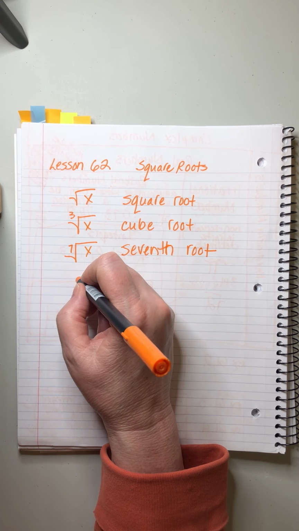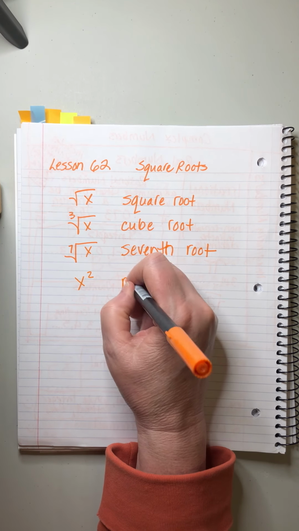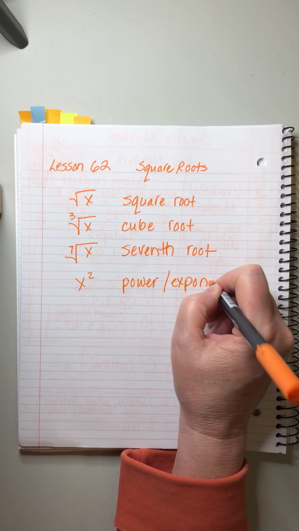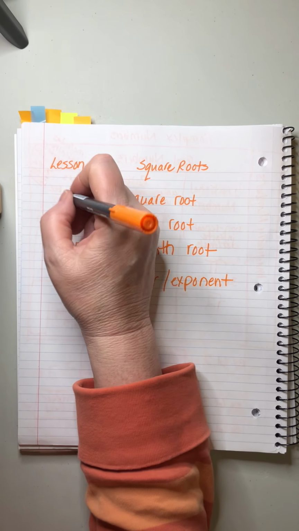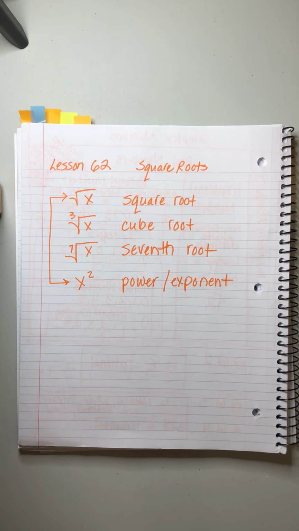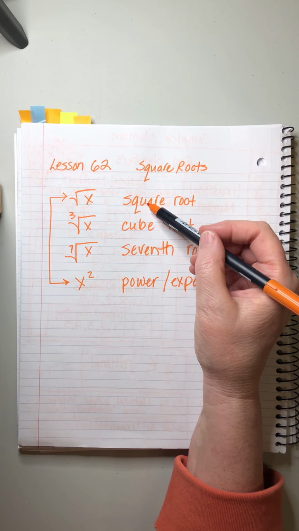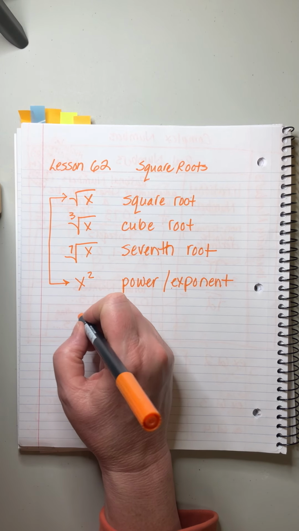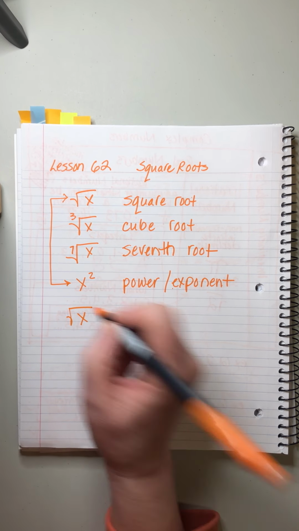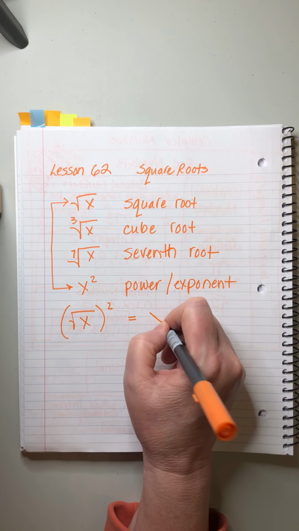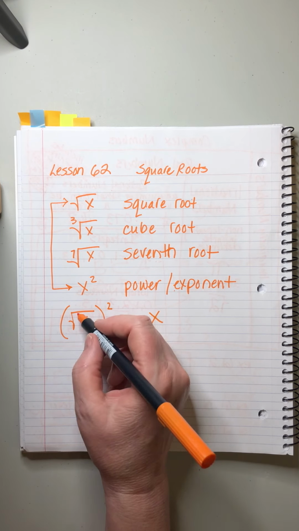Now, we also know that we can raise things to a power, right? We can call that an exponent. And here's the cool thing. These guys cancel each other. Just like multiplication and division are canceling partners and adding and subtracting are canceling partners, roots and exponents cancel each other out. So if we take the square root of a number and then square it, we get the original number back again. Those two cancel each other out.